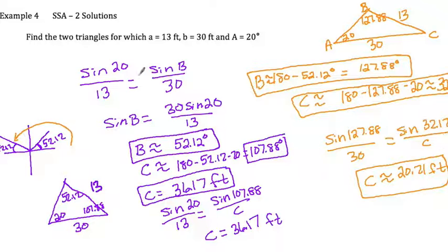I'll show you how to figure out whether it's going to be 1 or 2 solutions when we do the next one. But here we had 2 solutions. We had the acute angle triangle, and then we had the obtuse triangle.